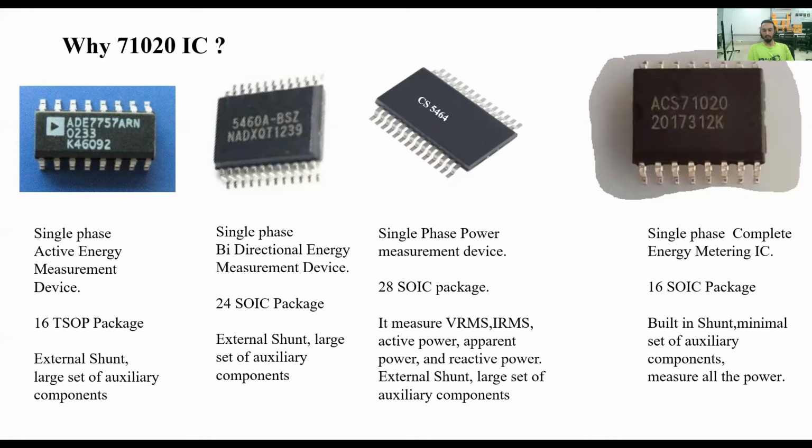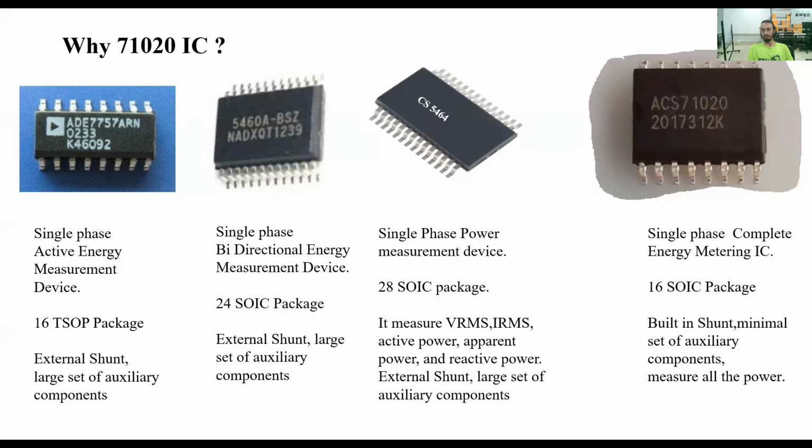And if we talk about the circuit using this IC, if we made an energy meter, then the circuit diagram will be more complex, and we need a large set of auxiliary components to complete this project. The last one is the ACS71020 IC.